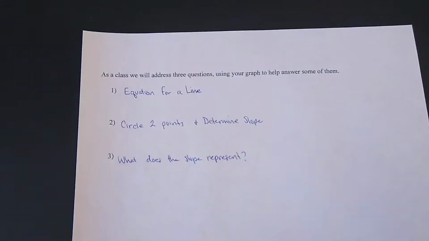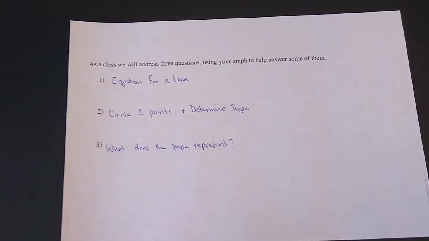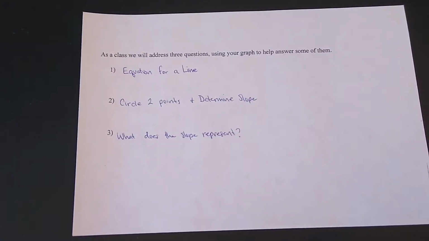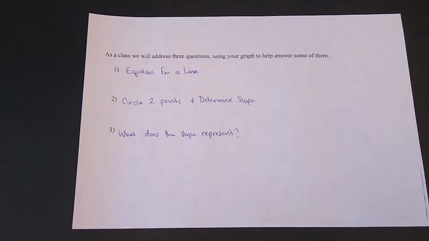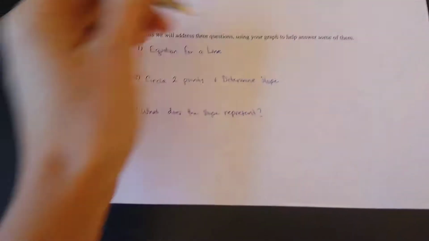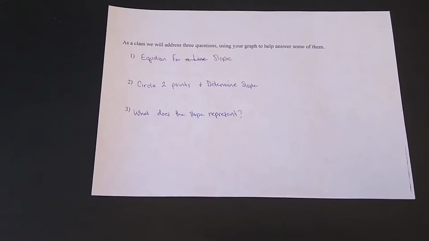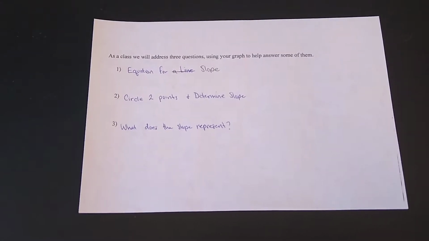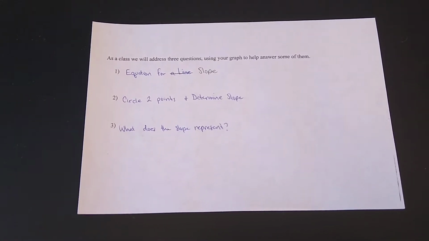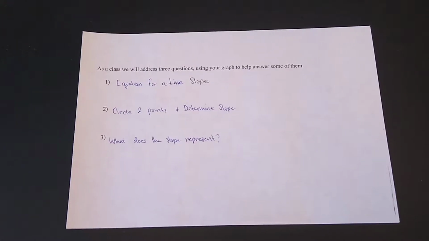Okay, now we're going to flip it over, and I want you to take a minute and just briefly write those 3 questions. So number 1, the equation for a line. Literally write the words, equation for a line, and we'll go through the answers here in a second. 2, circle 2 points and determine slope. I'm going to change this. It's not equation for a line, it's equation for slope that I want here, because that's what I want you to figure out in the next question. Circle 2 points, determine slope. And then 3, what does the slope represent for this graph? So take a second, write those down. Maybe the sub can pause this if I'm going too fast.